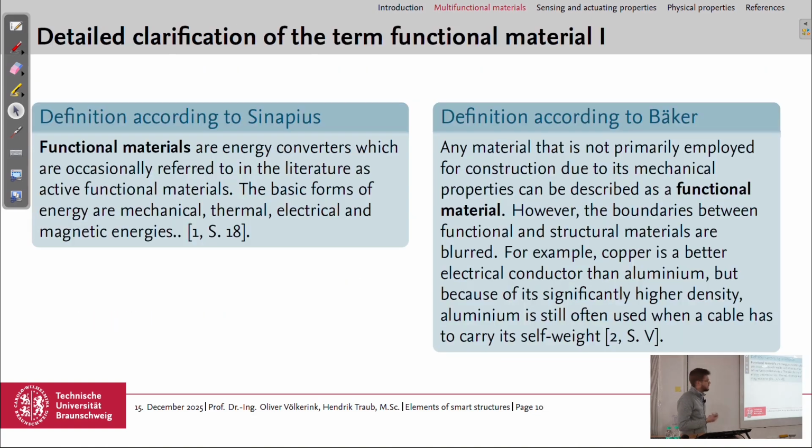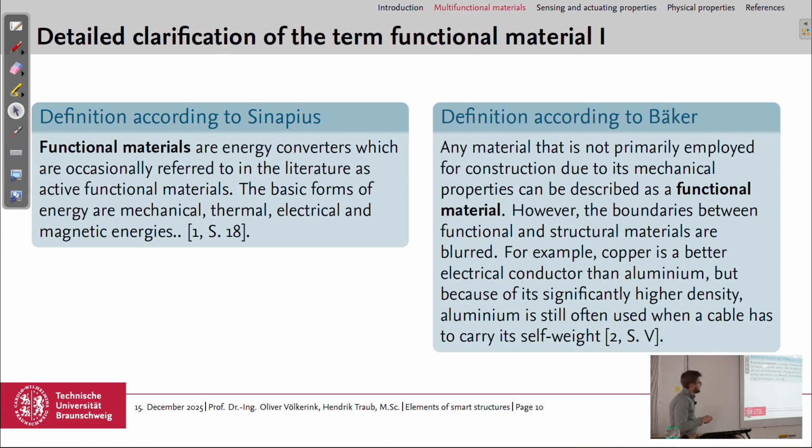So functional materials, according to Xenapius, are energy converters, which are referred to in the literature as active functional materials. And the basic forms of energy, as mentioned, are mechanical, thermal, electrical, and magnetic energies. So in the sense Xenapius defined the functional materials, these are active functional materials which are activated by environmental conditions.